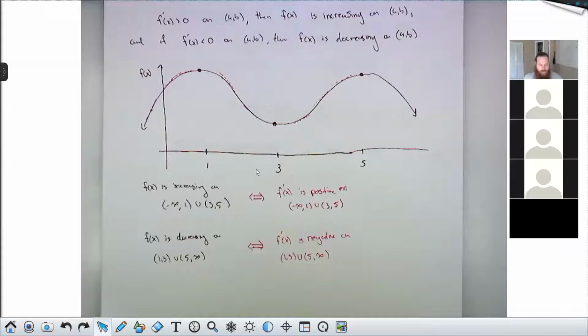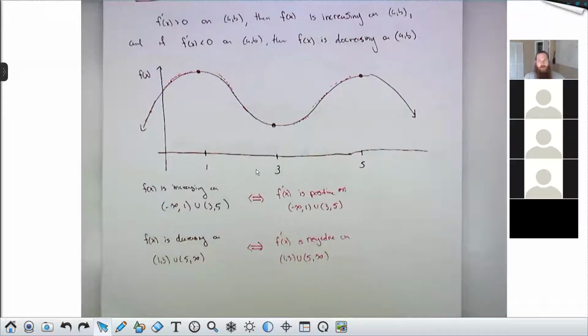And in general, we want to get to a place where we can figure out both of those things kind of at once. Figure out where a function is increasing, where a function is decreasing. I'm going to do an example, but before I do that, I want to talk about one other thing, and that's concavity.